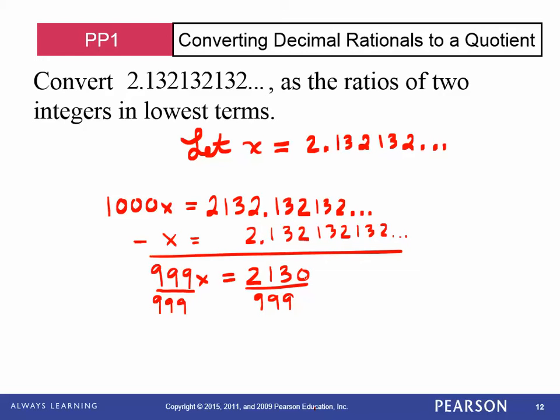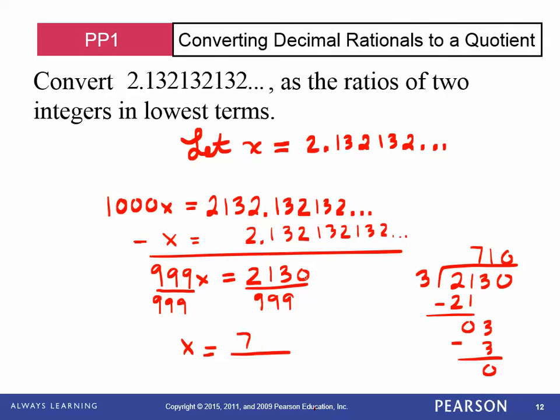And I want to say a 3, I think, can go into those. 3 can go into 999 for sure. Let's just check. Does 3 go into 2,130? 3 goes into 21 7 times. There's no remainder. So 3 goes into 3 once exactly. And then 3 goes into 0 0 times, so we get 710 over 333, because 3 goes into 999 333 times. And that is actually the lowest terms right there, because it does not reduce anymore.